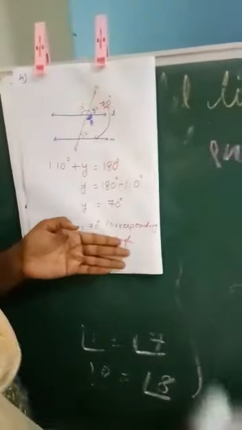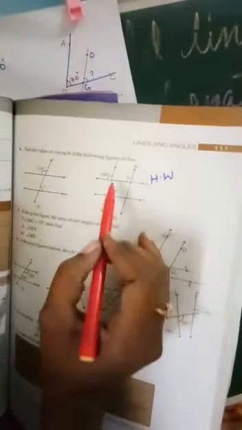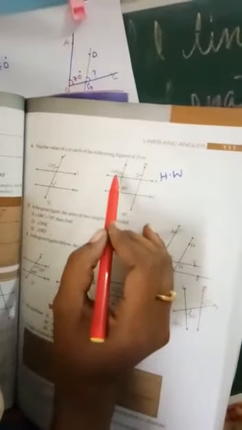Children, second question for homework. Here also you have to find the value of x. That is very easy. If you observe the figure, easily you can find it out. Here L and M are parallel. A, B are called the transversal line. What about these angles? Apply the property and find the value of x.